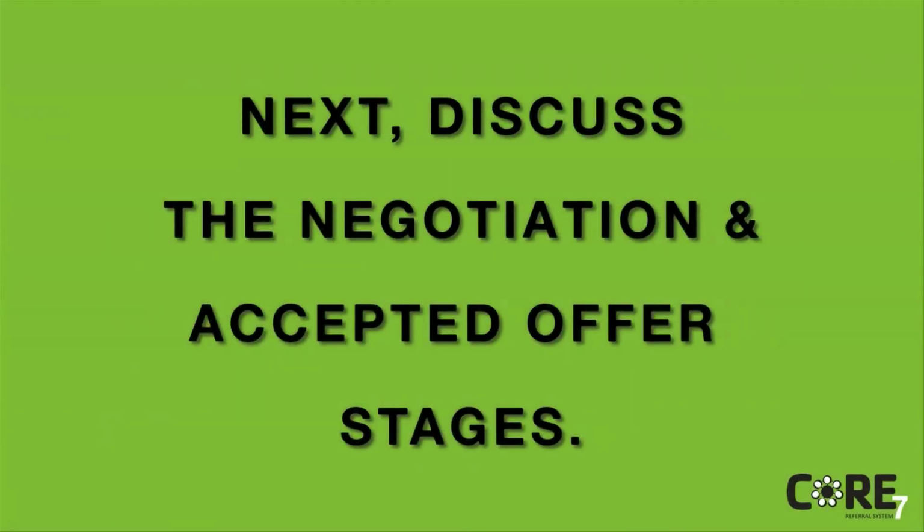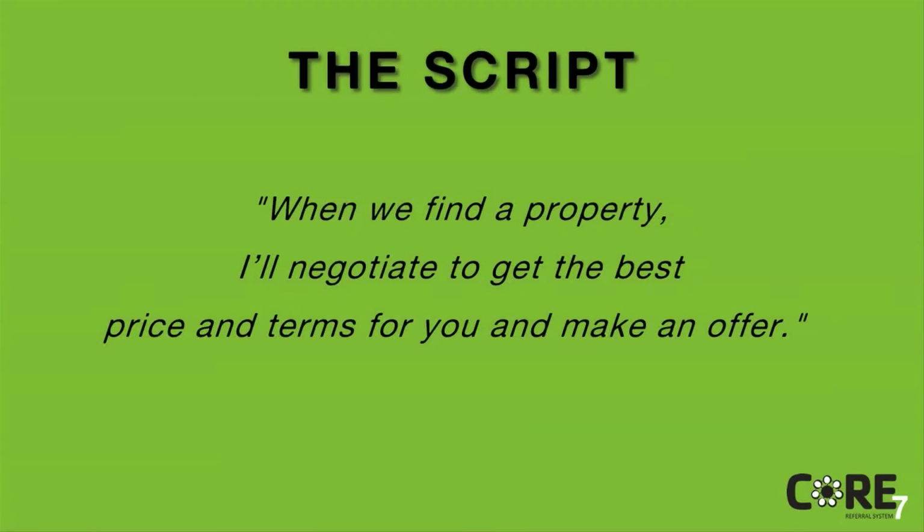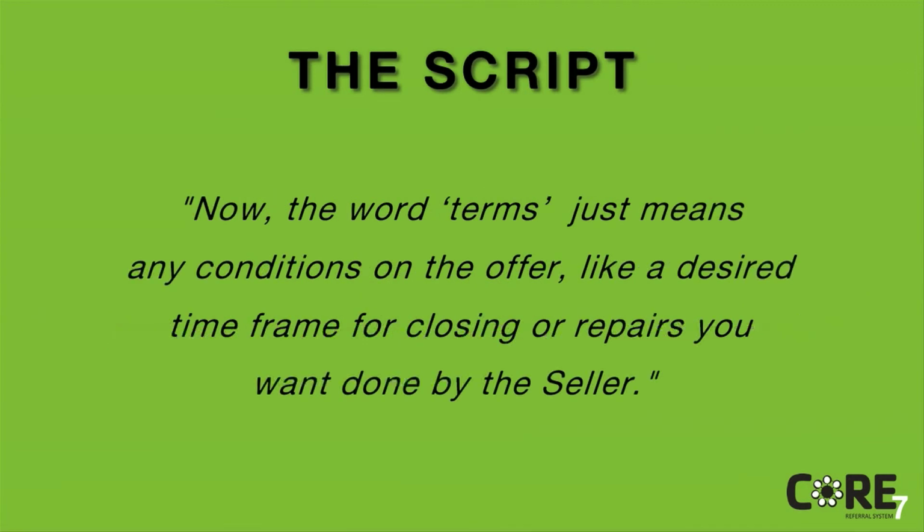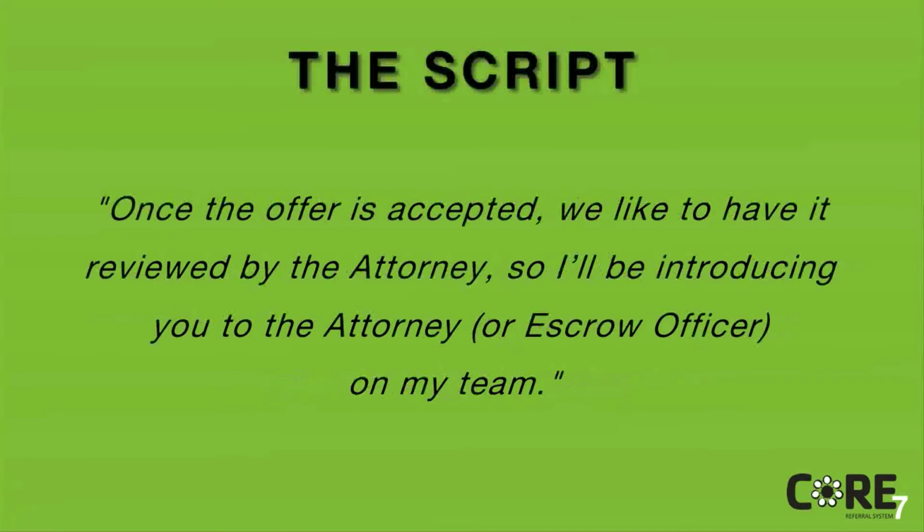Next, let the buyer know what's involved in the negotiation and accepted offer stages. The scripting I prefer to explain this is, when we find a property, I'll negotiate to get the best price and terms for you and make an offer. Now, the word terms just means any conditions on the offer, like a desired time frame for closing or repairs you want done by the seller. Once the offer is accepted, we like to have it reviewed by the attorney, so I'll be introducing you to the attorney or escrow officer on my team.